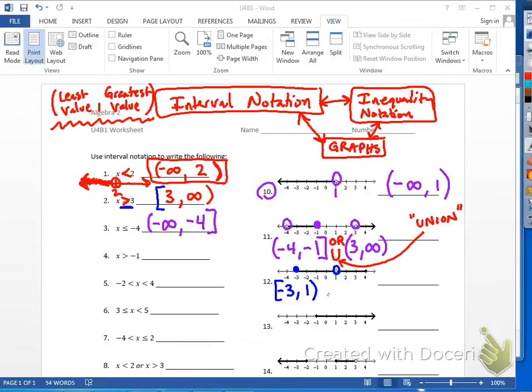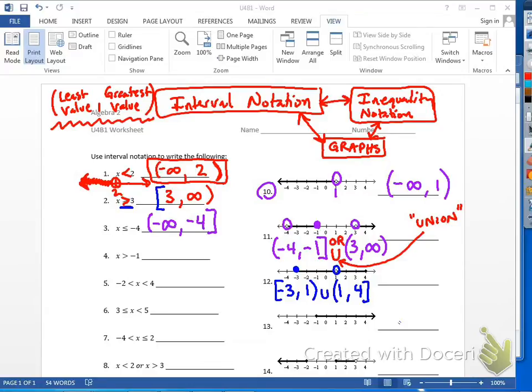Now, I've got two pieces here. It's this piece or that piece. So what symbol do I use? Union. Okay, now, I'm going to start again at 1, and I'm going to go to 4. So what do I do with the number 1? Parentheses or bracket? Parentheses. What do I do at 4? Bracket. There's my answer. Okay?